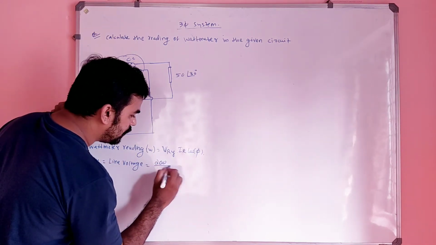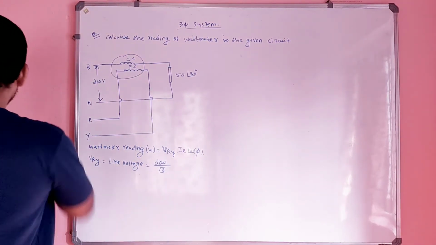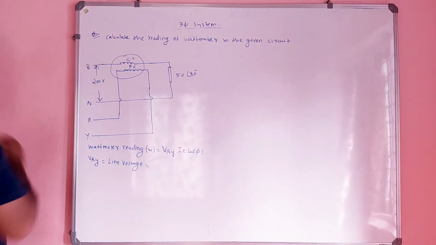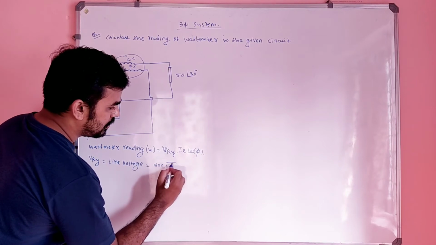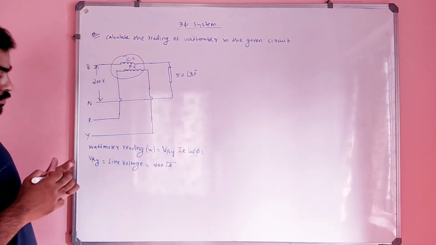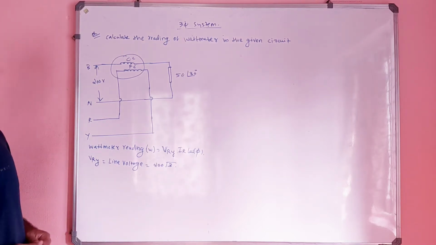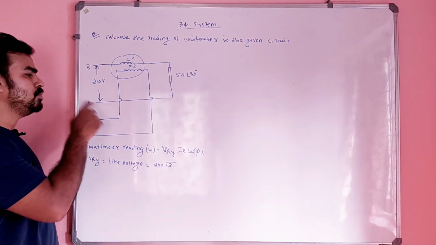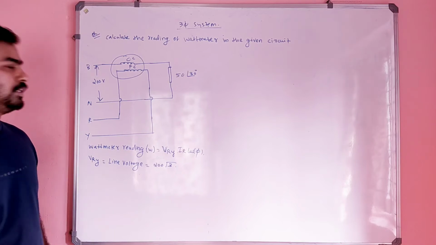It is nothing but 200 into root 3. Correct or no? So line voltage will be 200 into root 3, right? It's a star connection, okay? How can we know that it's a star connection? Because its neutral is there. Only in a star connection will neutral be there. That is one thing you have to note.